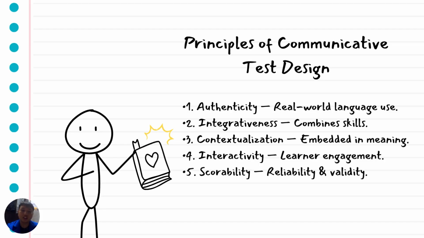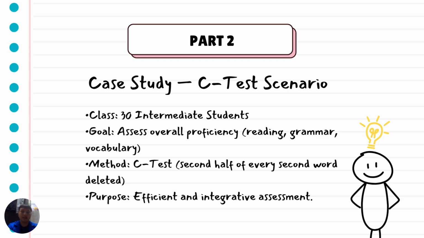And number three is contextualization. So it should have meaning, not just words, but also learner engagement. And number five is scoreability. So scoreability means it must be fair and easy to score.